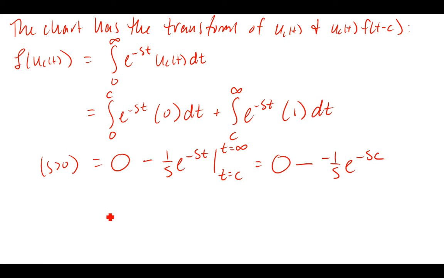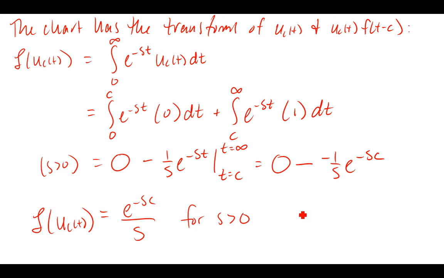Okay, also known as e to the negative sc over s. And that's exactly what you see in the chart. Right? So the Laplace of the unit step function is that. And again, that works only for positive s's. And that's rule number 9, I think, in the chart.